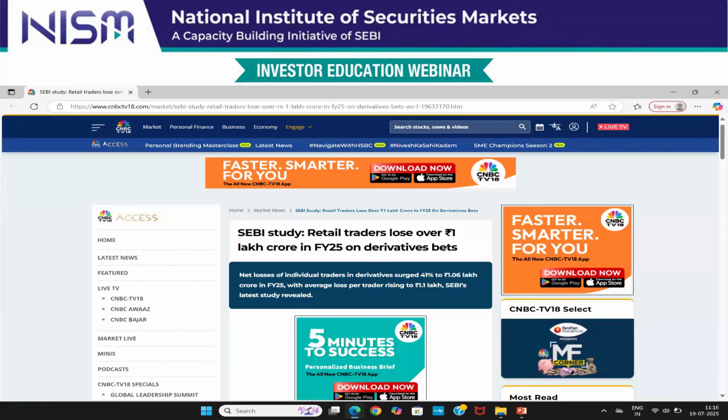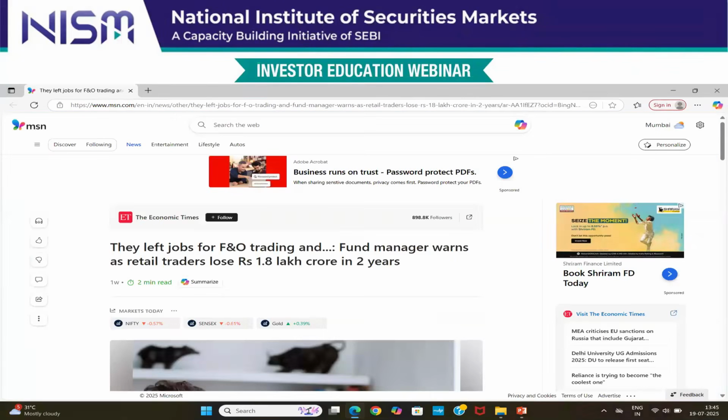So retail investors lost a huge amount of money, 1 lakh crore in the financial year 2025 on derivatives. Also, we have got news that some people we know, mainly youngsters, have left their jobs and become full-time traders, trading in the markets and in derivatives. That's another aspect: giving up a secure job, or what should be your primary focus.